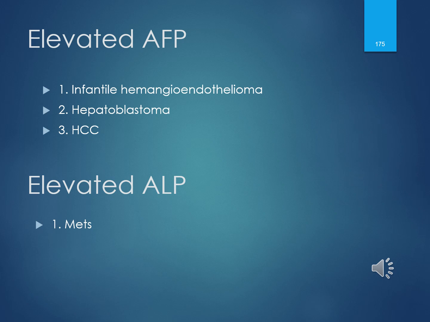To recap, elevated AFP is seen in infantile hemangioendothelioma, hepatoblastoma, and hepatocellular carcinoma. So 2 cancers and a sassy thing. Elevated ALP is seen in METs. What's the difference?